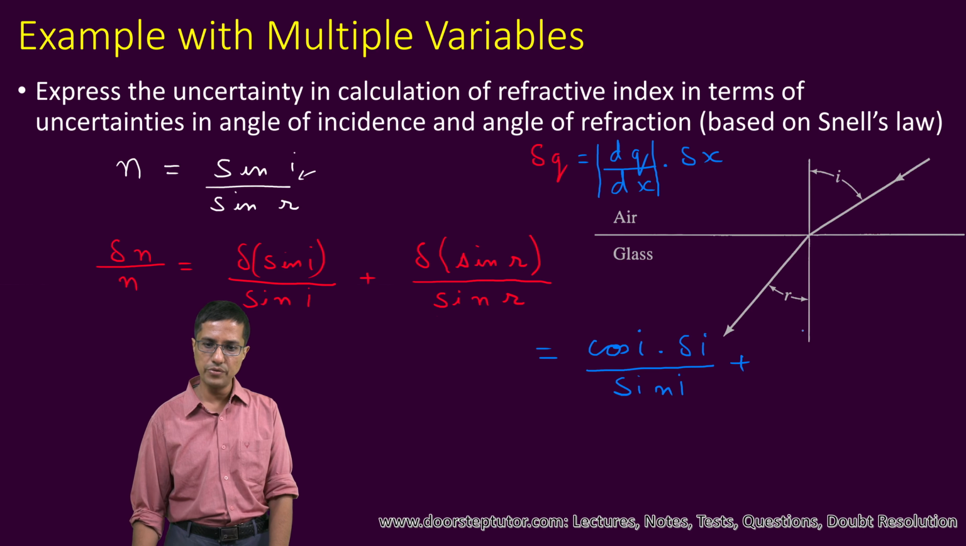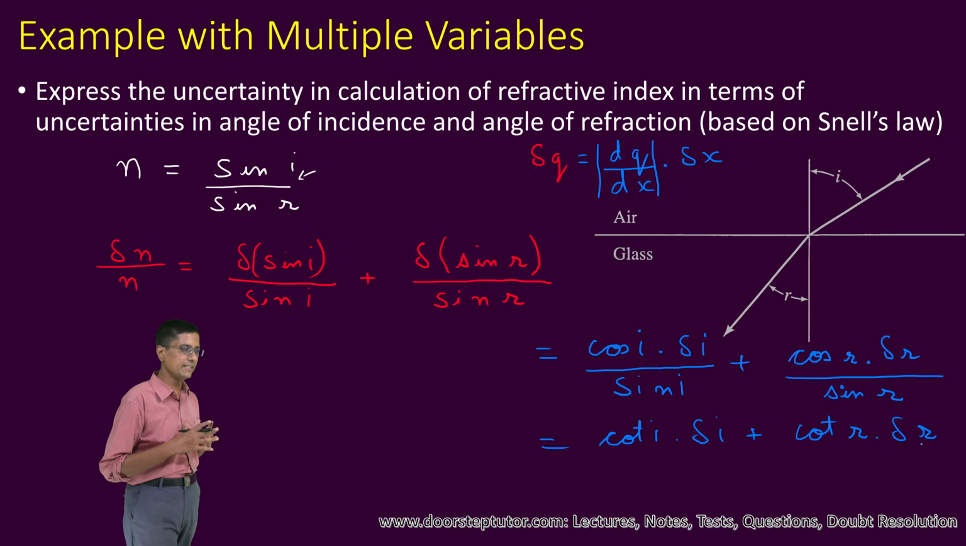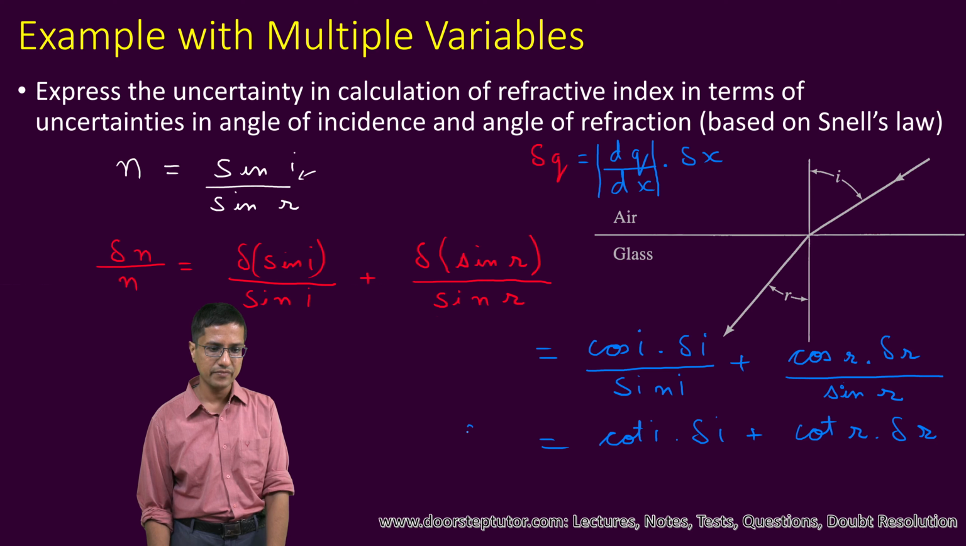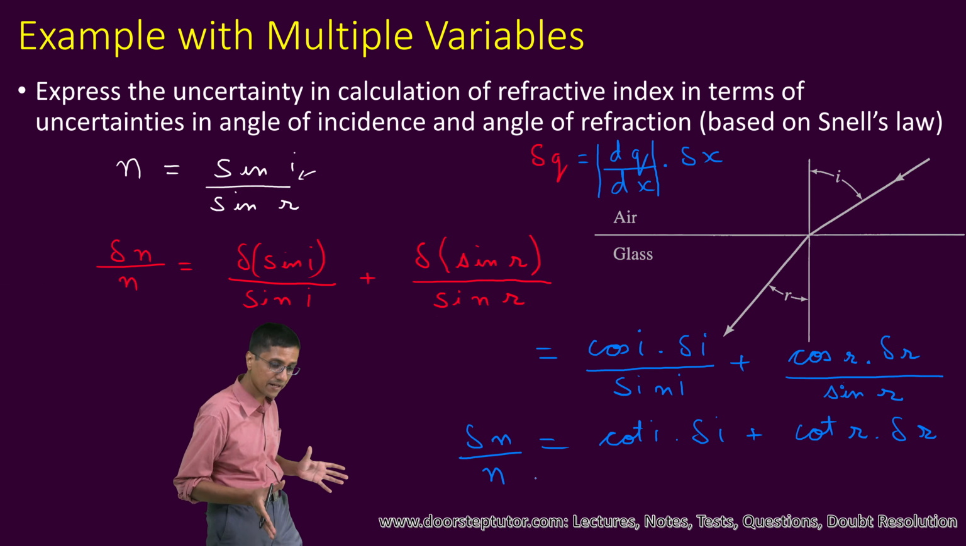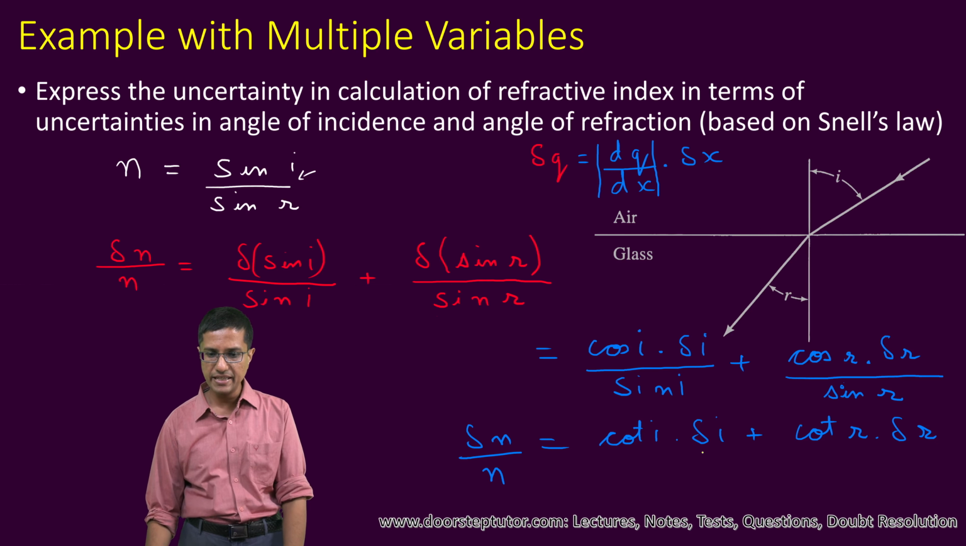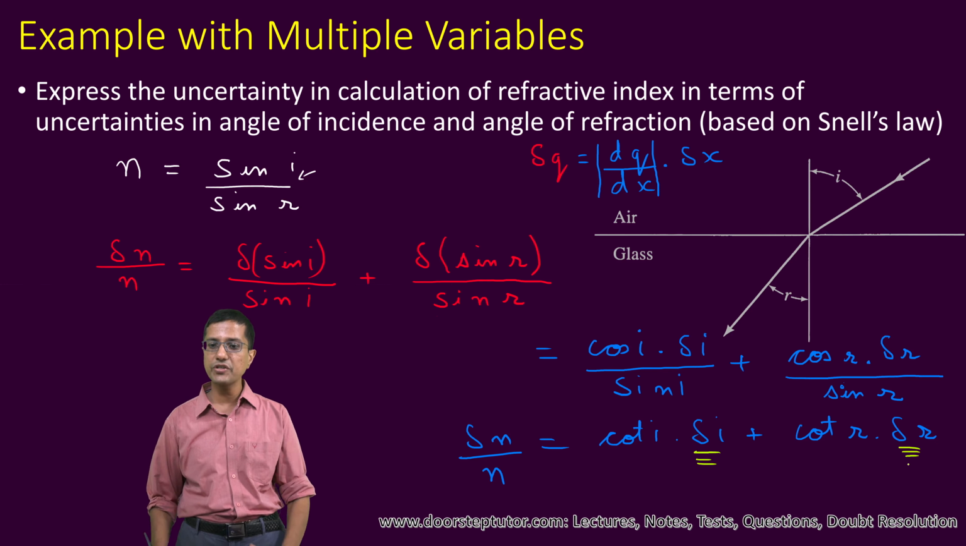plus the same thing we'll do here. This is just cos R, multiplied with delta R, divided by sin R. Very, very simple, nothing difficult so far. And this cos I by sin I is nothing but cot I delta I plus cot R delta R. So here we have represented the relative error in n, so this is nothing but delta n by n, the relative error in n with respect to the errors in the measurement of I and R.